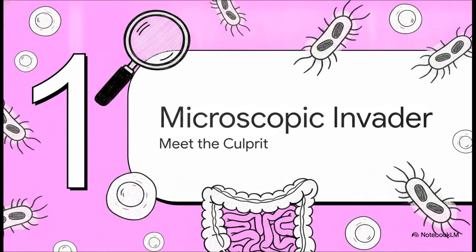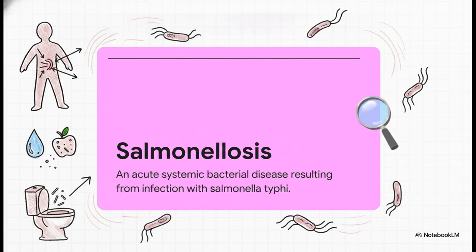All right, Section 1, meet the microscopic invader. So what we're dealing with here is salmonellosis, or as you probably know it in the severe form, typhoid fever. By definition, this is an acute systemic bacterial disease. Now, systemic is the key word here. It doesn't just stay put in one localized place, it affects your entire body. The specific agent causing all this chaos is called Salmonella typhi.